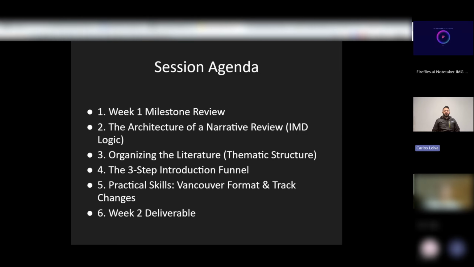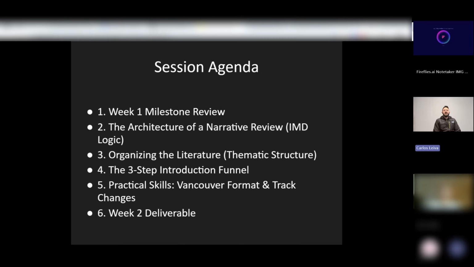I know last time we might have seen a little bit of Zotero. If you guys want to switch to Zotero, we could also do that. It's not a lot of difference. I feel a little more comfortable with Mendeley at the time, but I don't mind using Zotero if you prefer. So we'll start with those quick check-ins, then we'll explore the overall architecture of the narrative review.